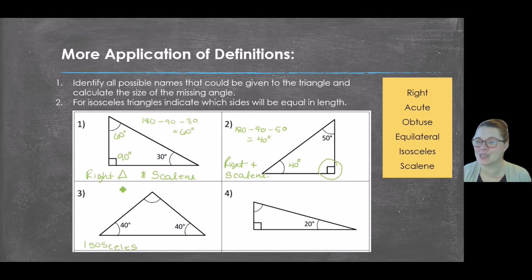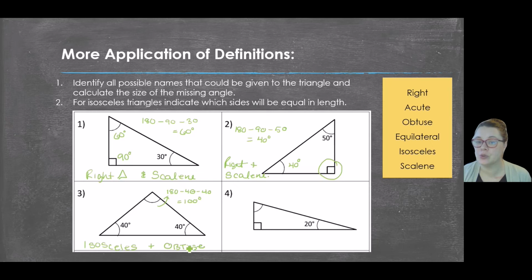All right, in terms of the size of the angle, so to get the angle here, 180 minus 40 minus 40. So this angle is 100 degrees. Because it's greater than 90 but less than 180, it is also obtuse. Because we have an obtuse angle, that angle that's larger than 90 degrees.